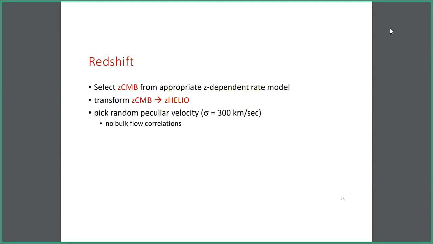Okay, next slide. So redshift, we select the CMB frame redshift from an appropriate model. We transform to heliocentric, and we pick a random peculiar velocity. Again, no bulk flow correction, so studies of sigma 8 and things like that won't work here.